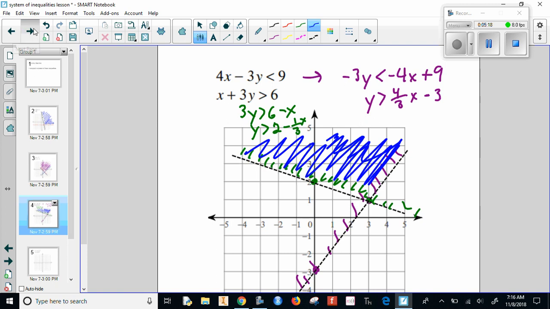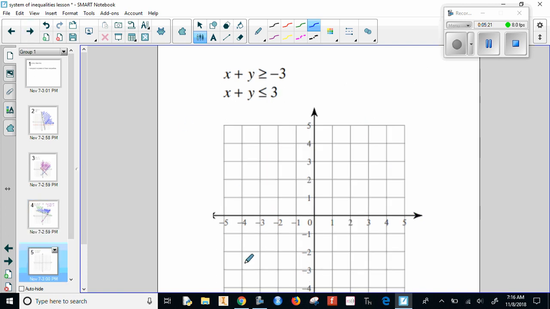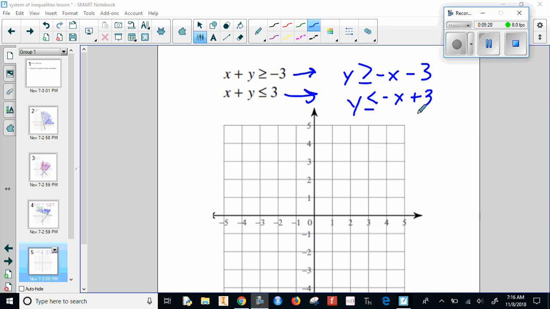All right, we have one more. Try to do this one yourself. Pause the video and then come back for the answer. All right, so I solve for y. This one was a little bit easier to solve for y. I'm going to go up 3 and down 1 each time, and that should be a solid line.